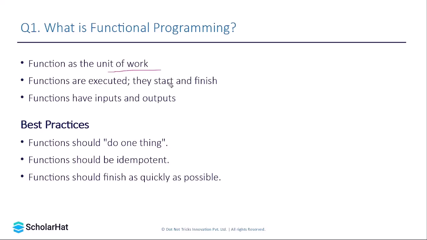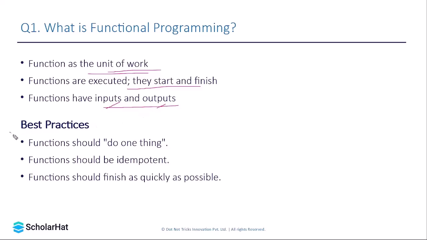Whenever you are working with functional programming, you have to make sure that a function has a unit of work, that is, a small work. A function can be executed, it can start, and it can finish depending upon different criteria. And a function can have an input and output. It can accept an input parameter and it can return an output value.